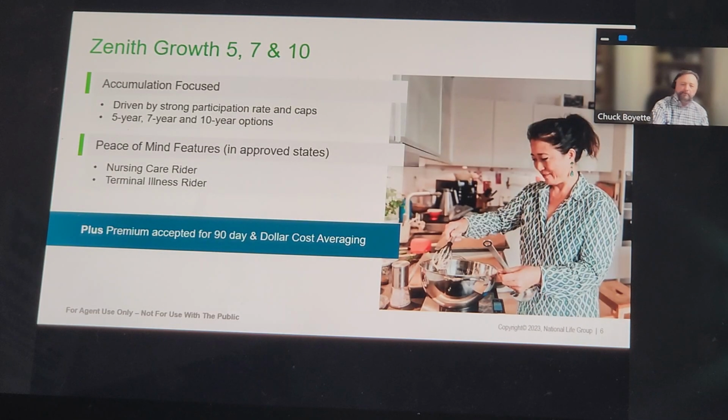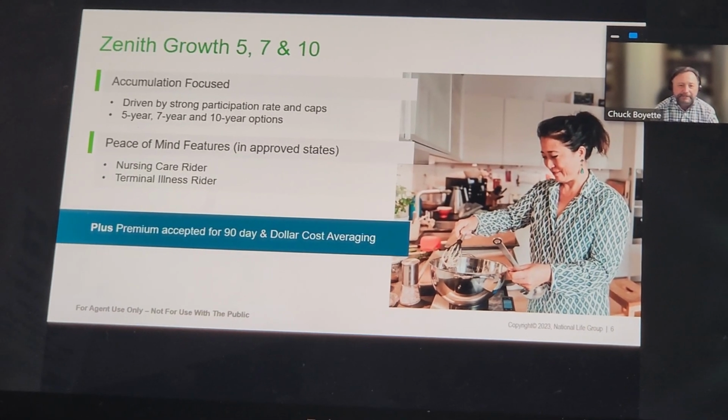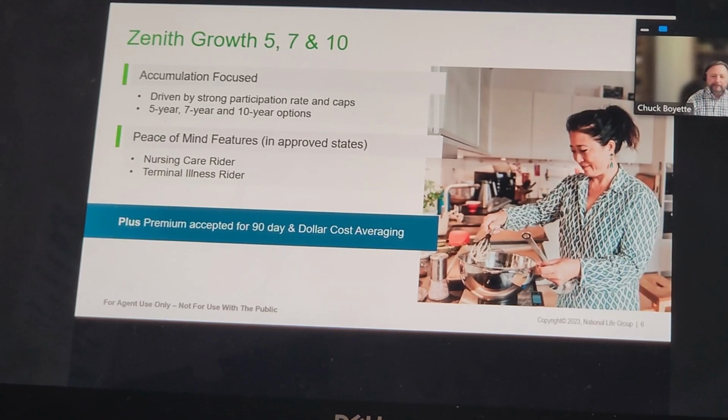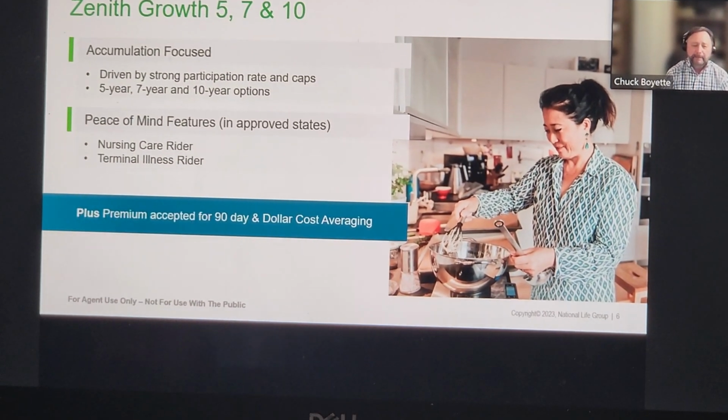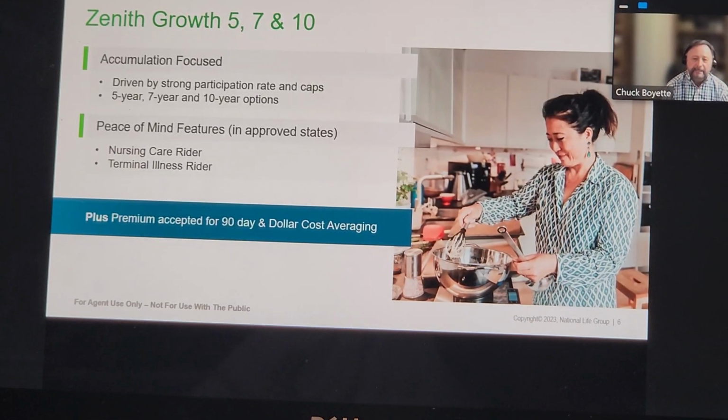So we're going to start with our growth annuities. We have Zenith Growth 5, 7, and 10. With Zenith Growth, it's really designed to have high participation rates and high caps. We have some riders with Zenith Growth: the nursing care rider and the terminal illness rider. We're going to go into those in more detail as we get to the end of today's presentation. But those are the options for Zenith Growth.